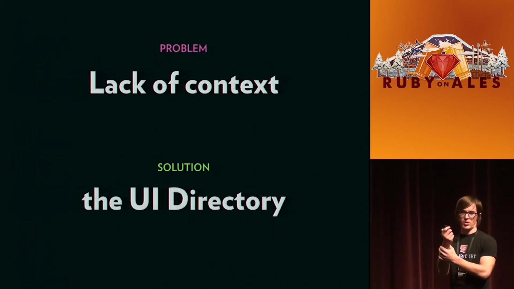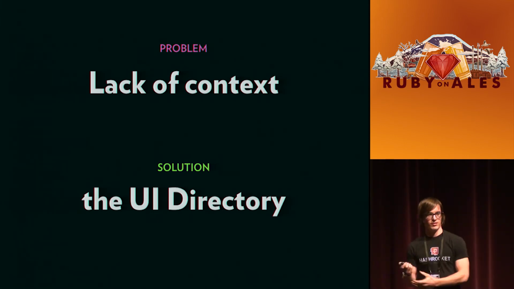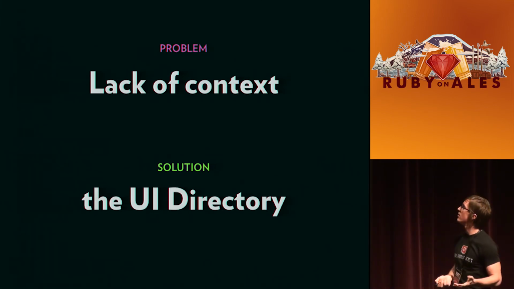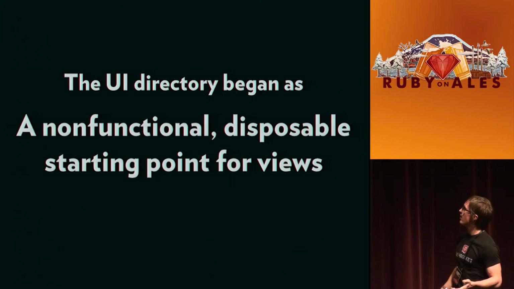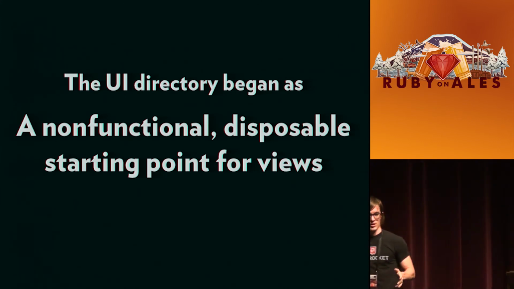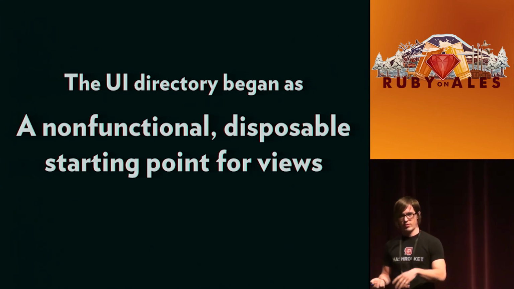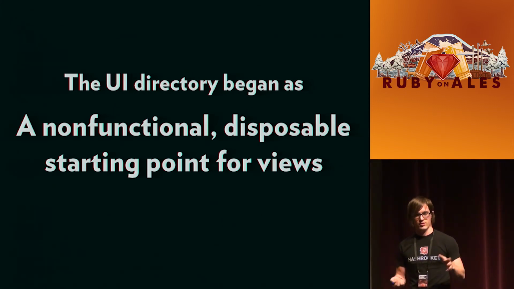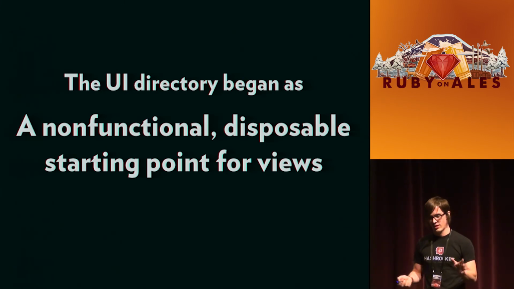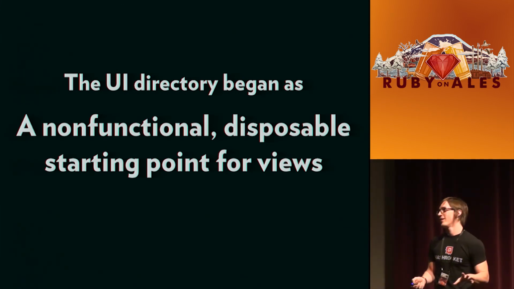This was the earliest problem that we had, and we developed something really early on called the UI directory, which is about the most primitive thing that we could have come up with. It was a non-functional, disposable starting point for views. It was just a folder full of static views. They all used the regular application layout. Basically, the developers told our front-end guy and the other designers, put your code in here and don't touch anything else. And so that's what we would do.